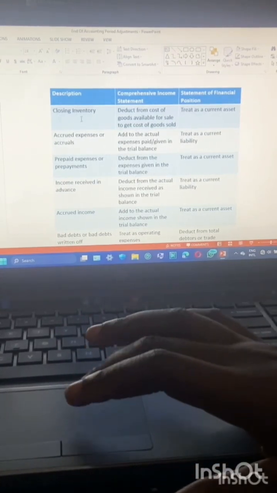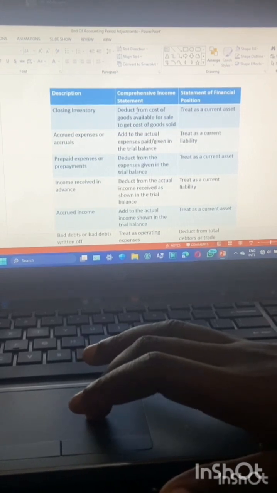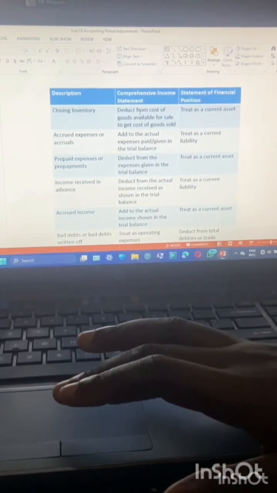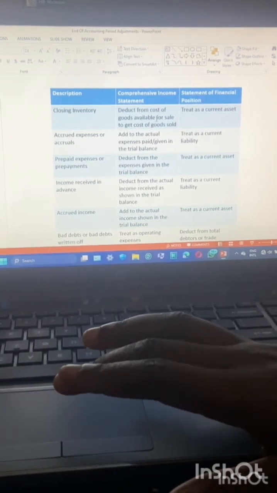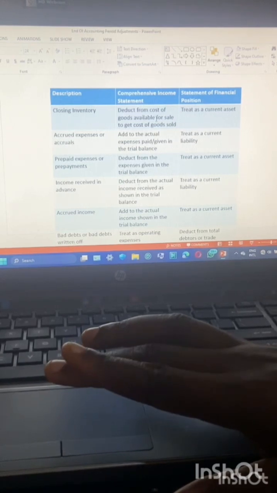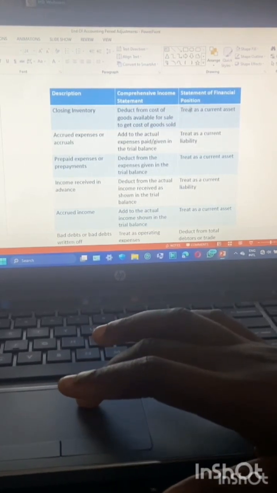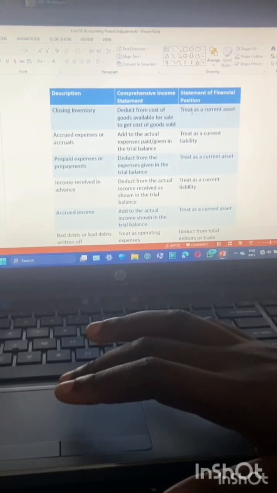Now this is our closing inventory or closing stock. As you can see, closing stock is deducted from the cost of goods available for sale. We deduct it from cost of goods available for sale to get our cost of goods sold. We do this in our trading account. Then we treat our closing stock as a current asset in our statement of financial position, all right.